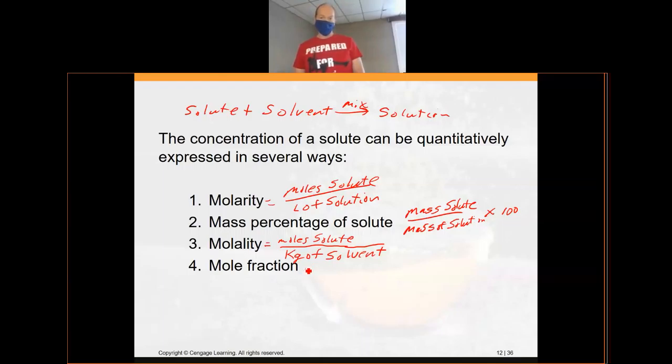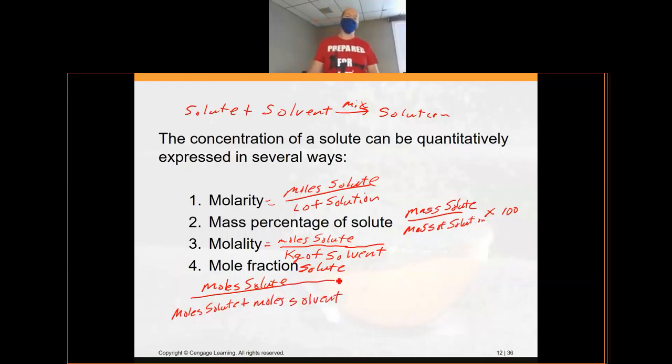All right, and mole fraction of solute. If we're doing the mole fraction of solute, that is the moles of solute over the moles of solution. But you can't go directly to moles of solution. So you got to take the moles of solute and add the moles of solvent. In order to get moles of solution, you have to add the moles of solute to the moles of solvent.